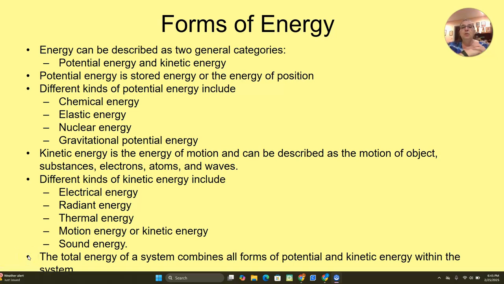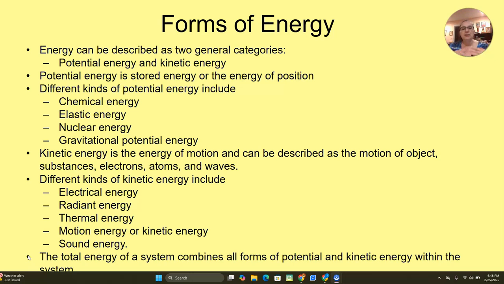All right, so in this video, we are going to talk about the different forms of energy. As I said in the last video, we can take energy and separate it into two general categories. The first category is potential energy, and this is what we think of as stored energy. We can describe it as the energy of position or configuration. So how things are arranged relative to other things is going to give an object potential energy.